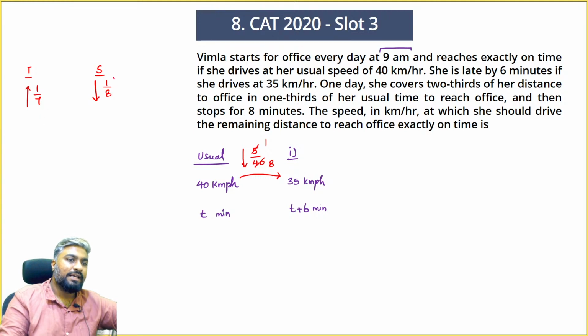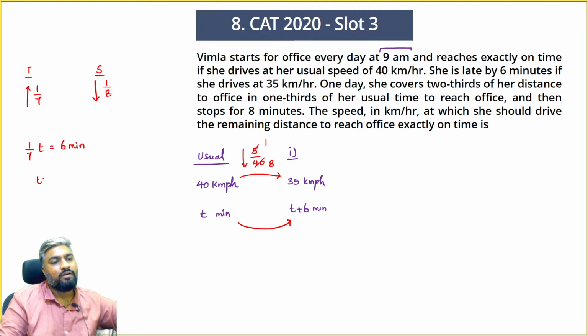Are you getting this, guys? If speed decreases by 1 by 8, 1 by 8 of 40 is 5, and 40 decreases by 5 to 35. Okay, 1/8 decrease on 40 is 35. So time should increase by 1 by 7. This 1/7 increase in the time from here to here is 6 minutes. Okay, so 1/7 of t is 6 minutes.